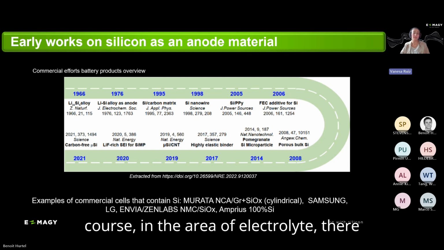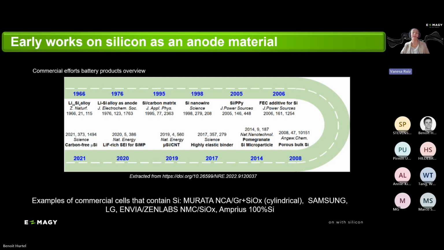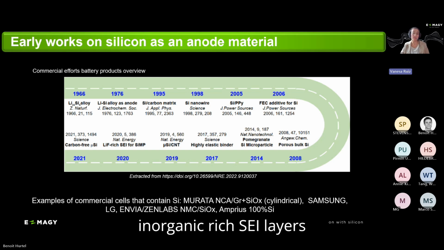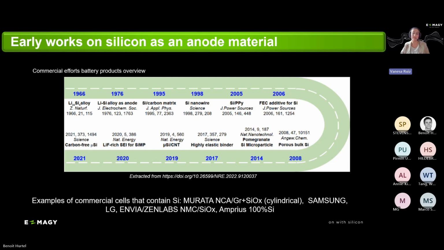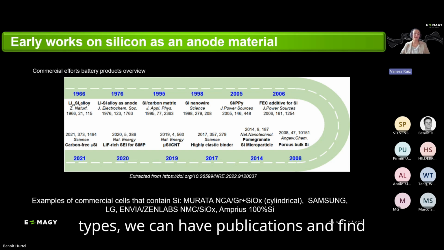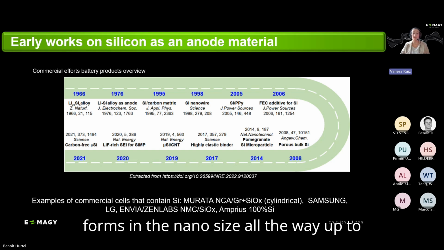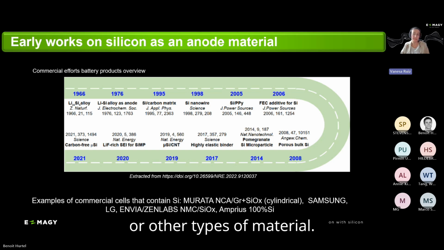And of course, in the area of electrolytes, there are a lot of publications looking at the SEI layer that is built up on silicon materials, and how inorganic-rich SEI layers are favorable compared to organic SEI layers. In terms of silicon types, we can find publications that showcase multiple forms from the nano size all the way up to micro size, nanowires, nanotrees, or other types of material.